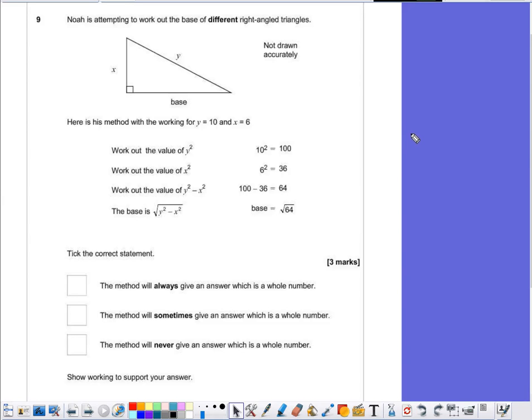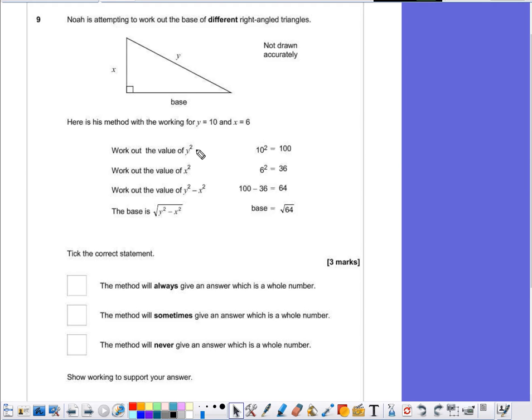Question 9. Noah is attempting to work out the base of different right-angled triangles. It's not drawn accurately, so don't get your rulers out at this stage. It's about the mathematics behind calculating the length of sides of triangles, which should trigger your mind to say Pythagoras' theorem, where we square each of the two short sides and add them together to give us the longer side, the hypotenuse. Here is his method with the working for y equals 10 and x equals 6.